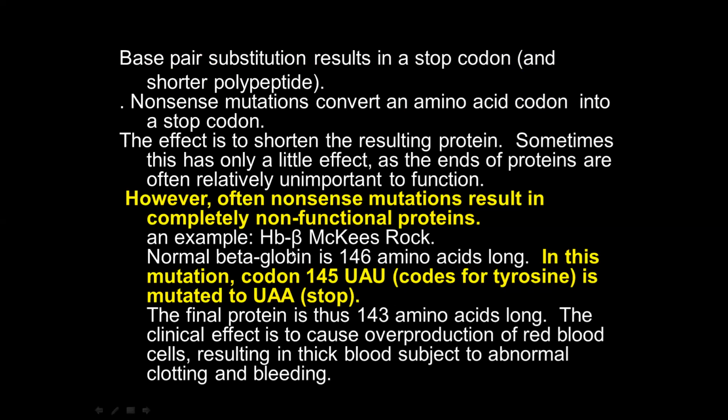Say for example, the beta chain of hemoglobin contains 146 amino acids. If a mutation occurs on codon number 145, UAU, which codes for tyrosine, and if UAU is converted into UAA, which is a stop codon, what will happen? The final protein will contain only 143 amino acids, right? So the chain will be shorter, and that shorter chain may have a drastic effect, or the protein chain may be functional or non-functional. If such a change happens in the beta hemoglobin chain, then it results in thick blood because of overproduction of RBCs, which can lead to abnormal bleeding or clotting.